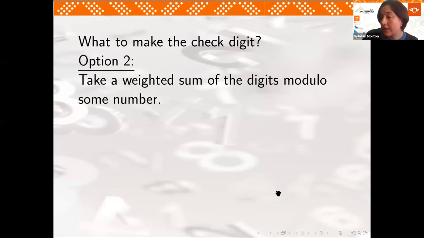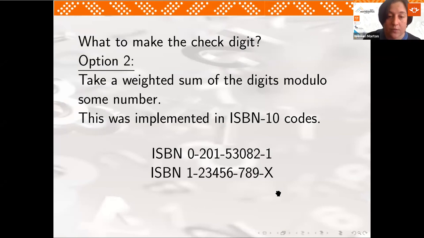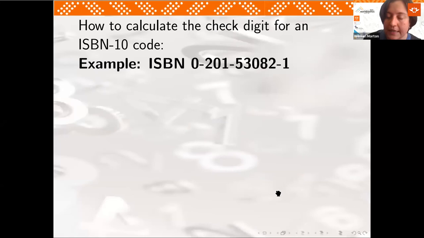This was first implemented in the ISBN 10 codes. So there are two examples there of ISBN 10 codes. Let's see how we would find the check digit here. What they decided is they would start with weights from 10 down to 1. So an ISBN 10 code has these 10 numbers.